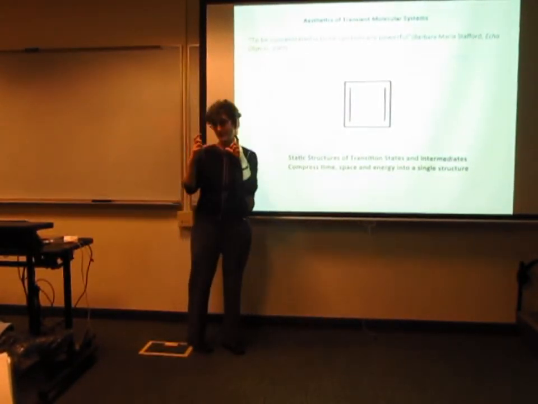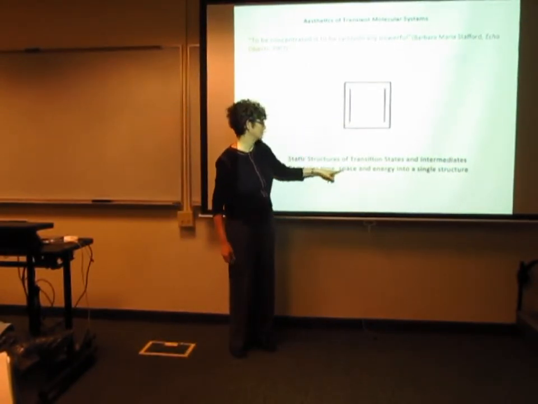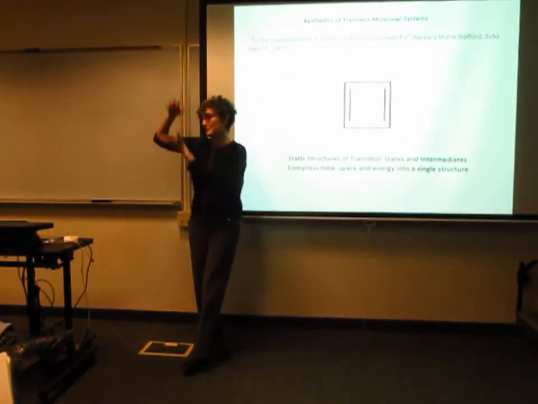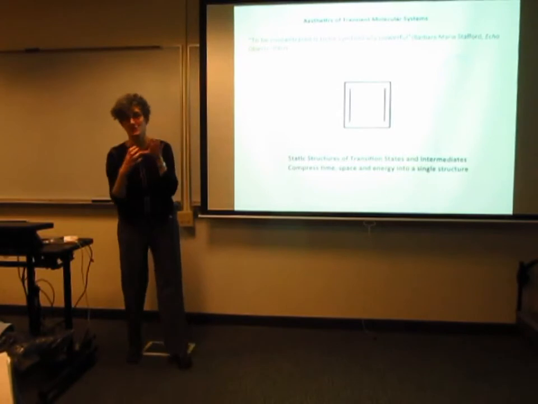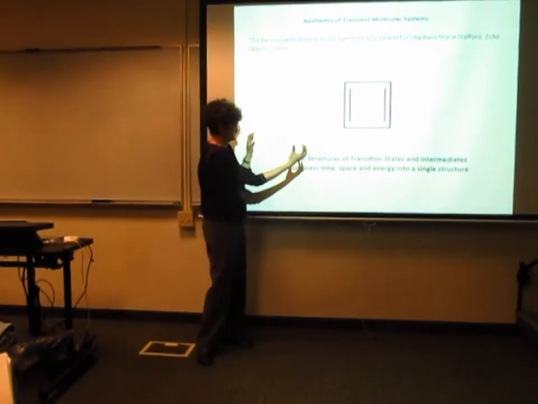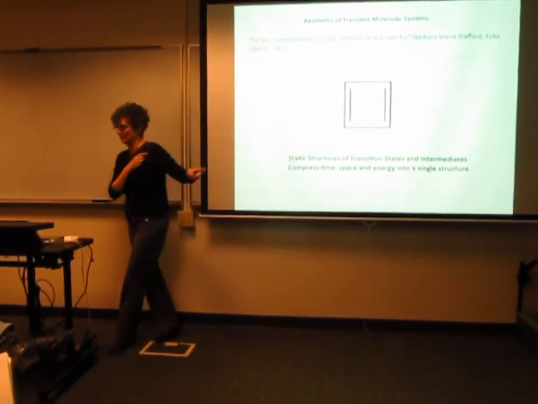And then we have, it has information about time in it. We know it exists for like 10 to the minus 10 seconds, right? We have space because we're drawing something spatially, right? And we know that it's a high energy species. So all of that information just in that static picture for a chemist is in that one little picture of that square for a chemist.